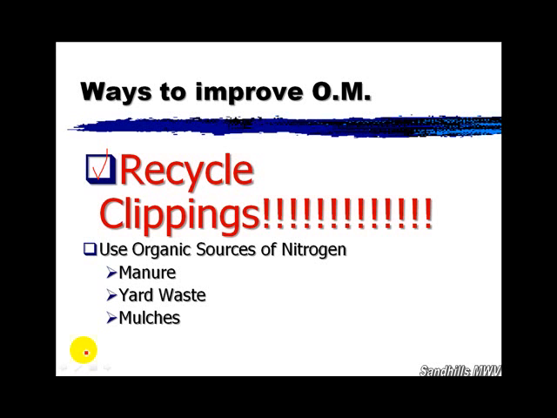We can use manure, we can use yard waste, we can use mulch. Organic matter's a form of fertilizer. It's probably a better form of fertilizer than some of the natural fertilizers because it's slower released, and you don't have that burn potential that you sometimes get from a really high salt nitrogen source.